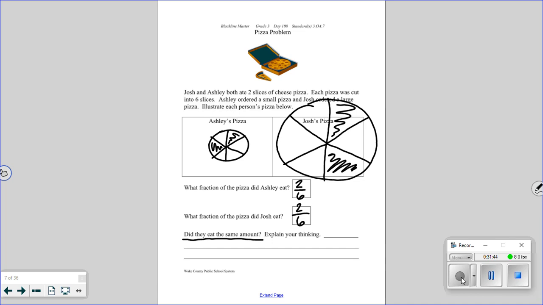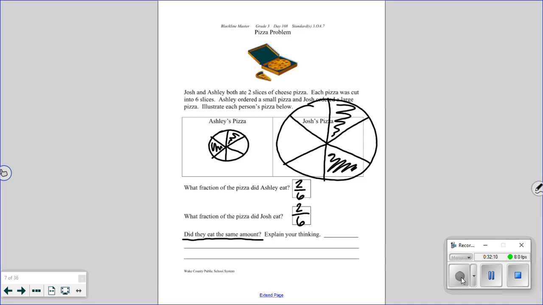Josh. I know. He's got it. He had more than Ashley because his pizza was bigger and it would have more stuff on it. But Ashley's would be smaller and it would have less. Right, Avery, what are your thoughts?